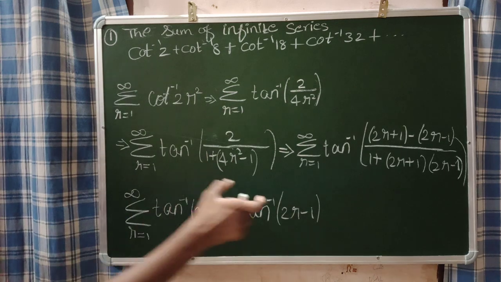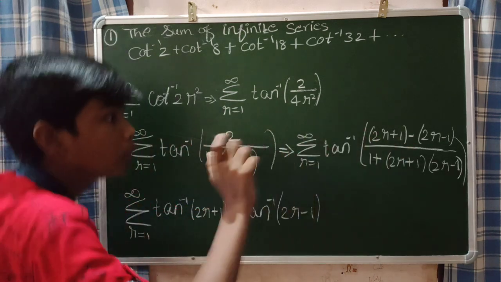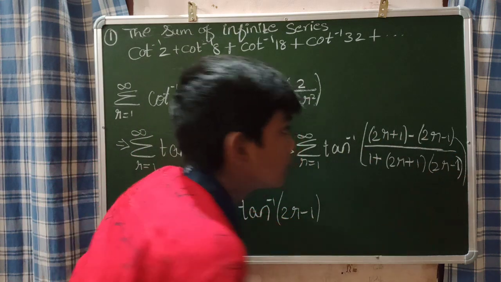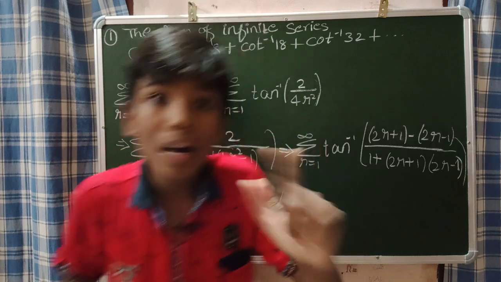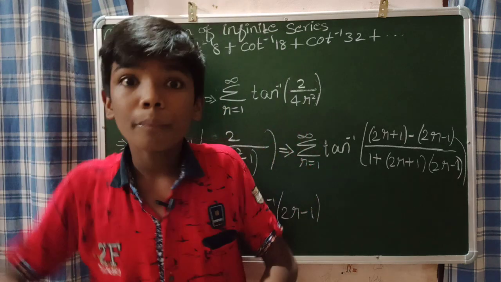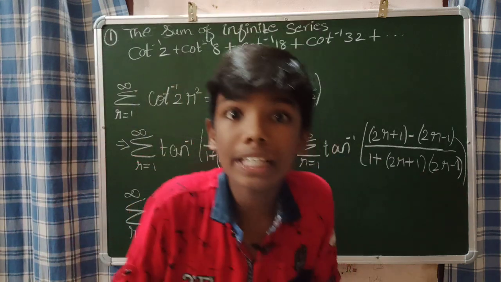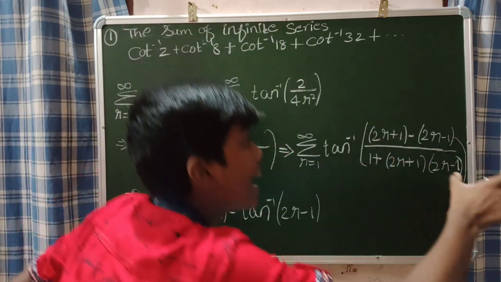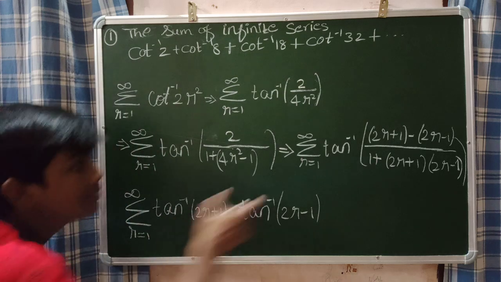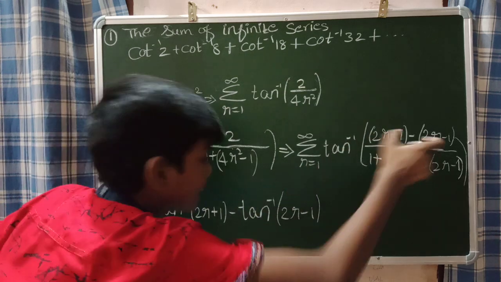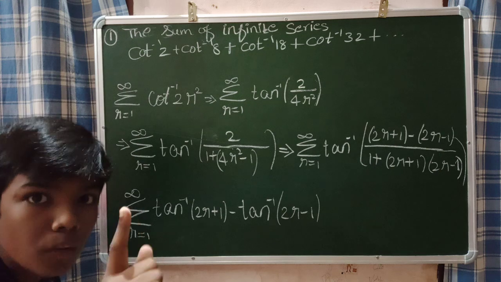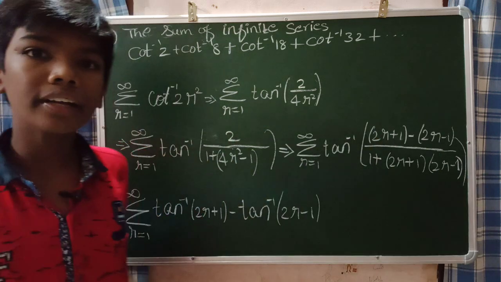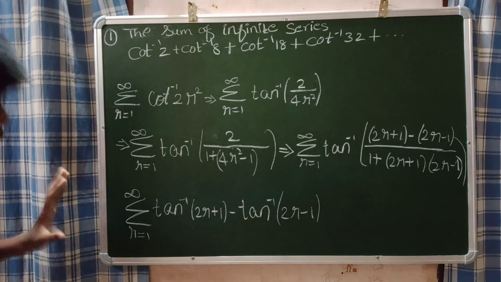Yes guys, because how it looks like means tan inverse of (a minus b) divided by (1 plus ab). So one formula should click onto your mind. What's that formula? Tan inverse of a minus tan inverse of b is tan inverse of (a minus b) divided by (1 plus ab). So tan inverse of a, which is 2r plus 1, minus tan inverse of b, which is 2r minus 1. So that's what I'm doing. I'm just using the basic formula of tan inverse a minus tan inverse b, which is basic trigonometry. Now this is what we got.